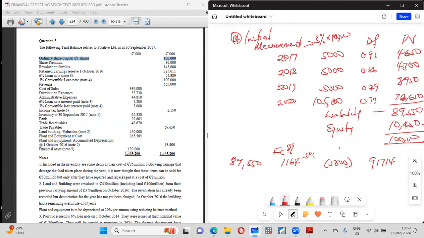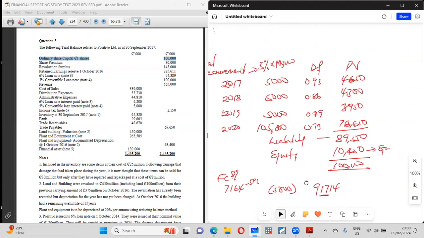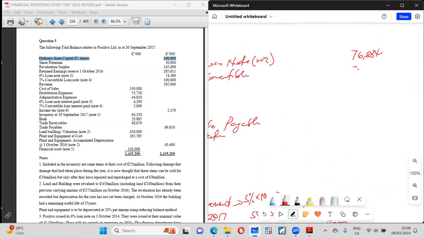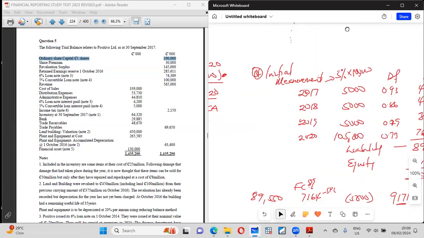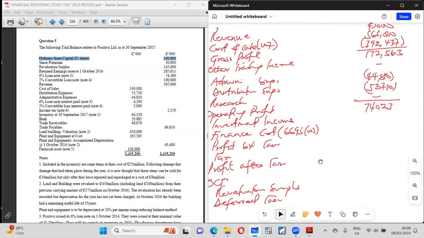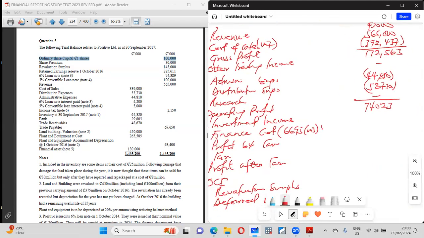But I've numbered it. It is under workings 4. So immediately I pick this figure, the 91,714, to the other one. This one, 91,714. Then my finance cost now, 7,164. That one goes straight. So here plus 7,164.